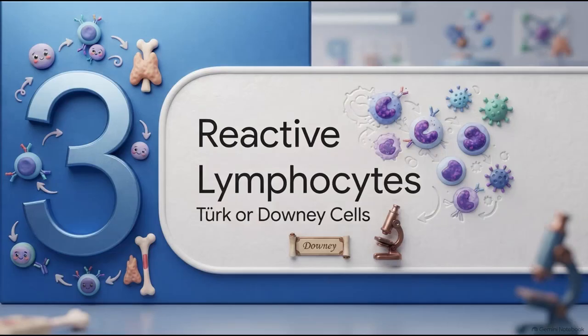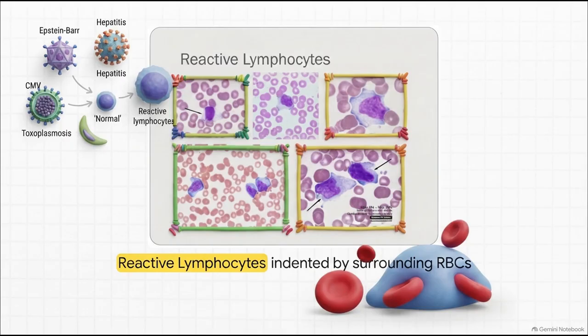Section 3. Reactive lymphocytes, historically known as Turk or Downey cells. So what actually happens when our normal everyday lymphocyte encounters viruses like Epstein-Barr, hepatitis, CMV, or toxoplasmosis? Well, they go to war. They transform into these large agranular reactive lymphocytes.